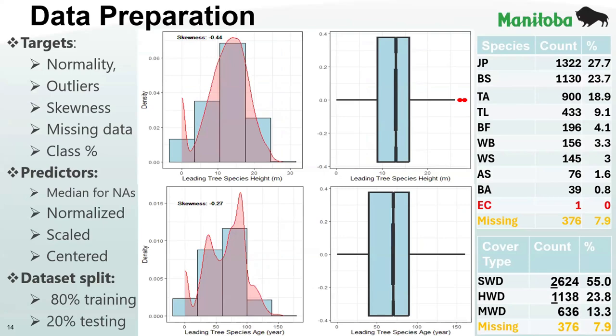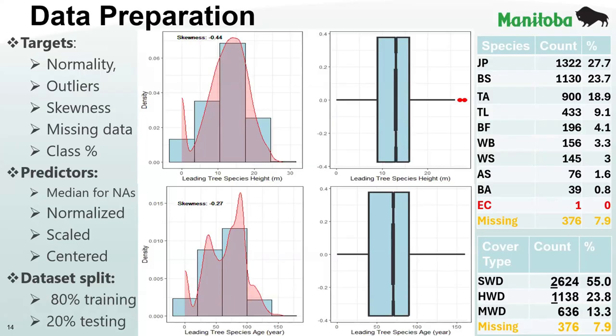Yeah, the data preparation for modeling consisted of, for the target variables, looking at continuous variables like height and age. We checked for normality, outliers, skewness, and missing values. But for categorical data, we used the class proportions to see if the classes were balanced or not.